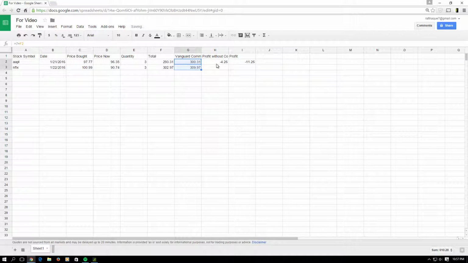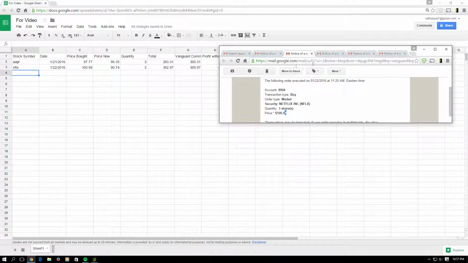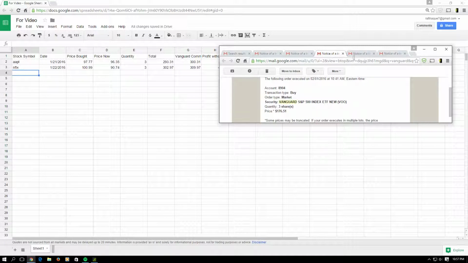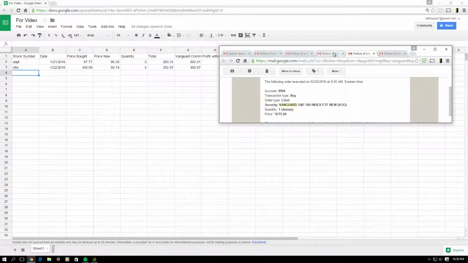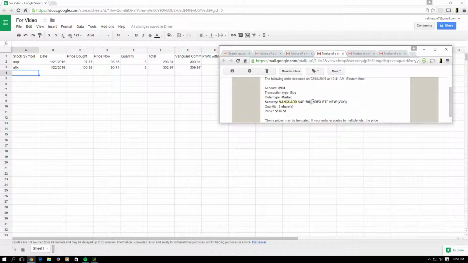Vanguard commission would make it $309, and then let's see how much we lost without commission, $30, and with commission it would be $37. All right, now we're going to go to the Vanguard ETFs that I bought. If you take a look, this was an S&P 500 fund, another S&P 500, and then we have the intermediate-term government bond. So let's take a look at S&P 500.